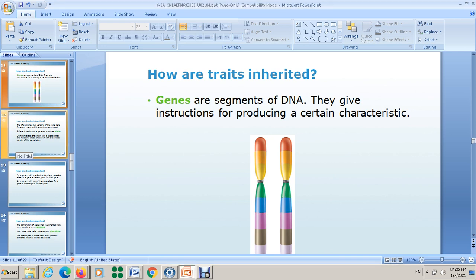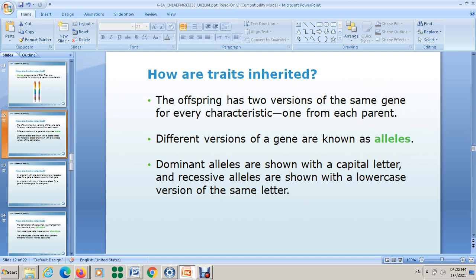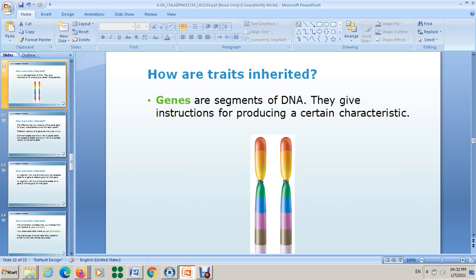So let's continue now. Dominant alleles are shown with a capital letter, and recessive alleles are shown with the lowercase version of the same letter. What does that mean? Let's understand this. Imagine this orange segment here, which is a gene from your mom, and this segment here is a gene from your dad. Your mom had big ears. I'm going to represent big ears with a capital B, which means this characteristic is dominant.